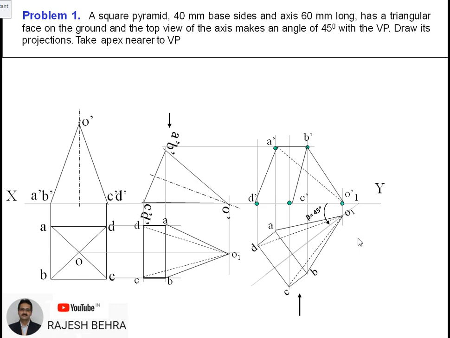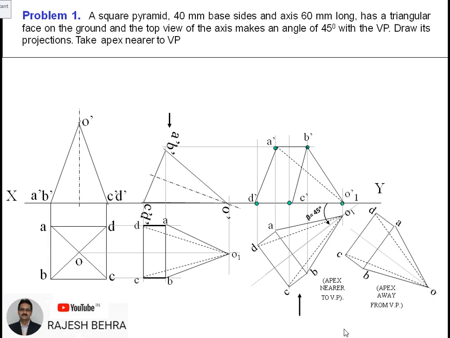Okay. Sometimes they give the apex nearer to VP, and sometimes they say away from VP. So this is the condition for nearer to VP. And if we go for away from VP, this will be the position, right? The angle remains the same, 45 degree. And then accordingly, we can draw the final front view with the same concepts.